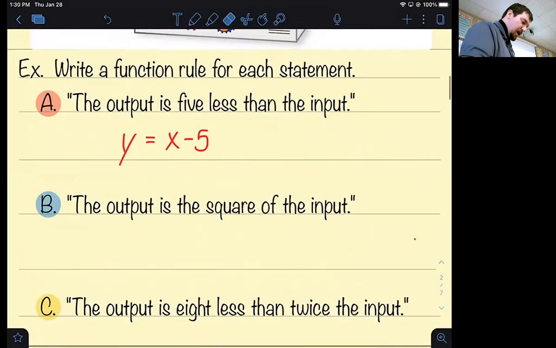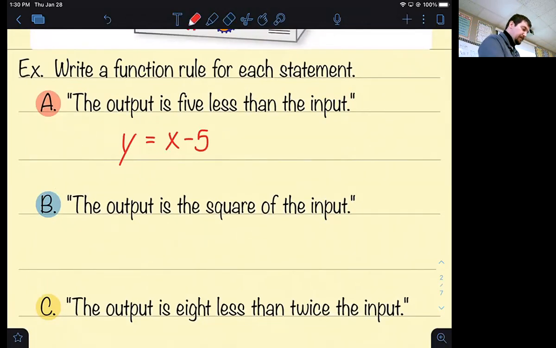Okay. Example B, the output is the square of the input. Devin, what's it going to say? Y equals x squared. Yep. Is that linear? No, not. Why? What's different about this equation that none of the slope-intercept equations have? It's times it by itself.